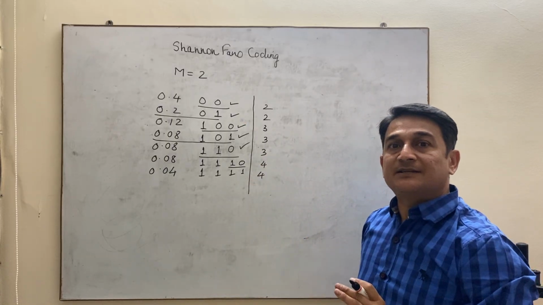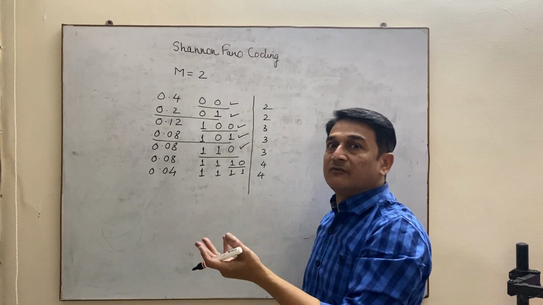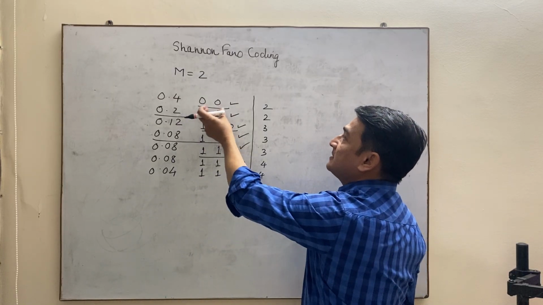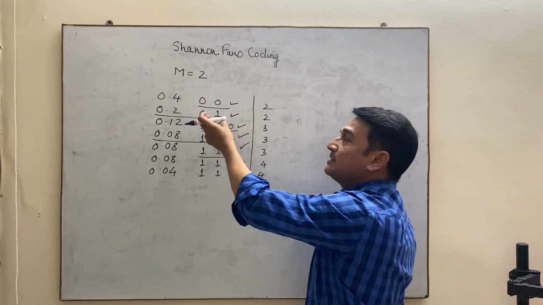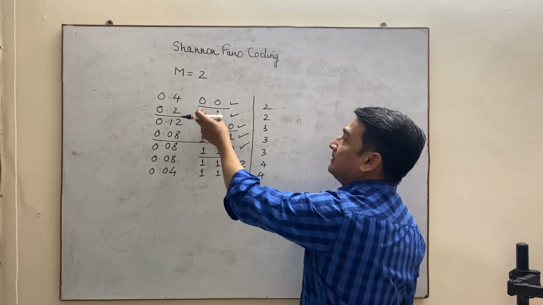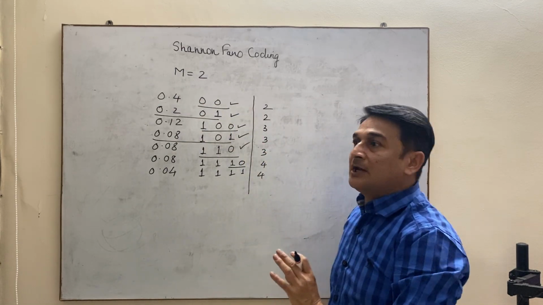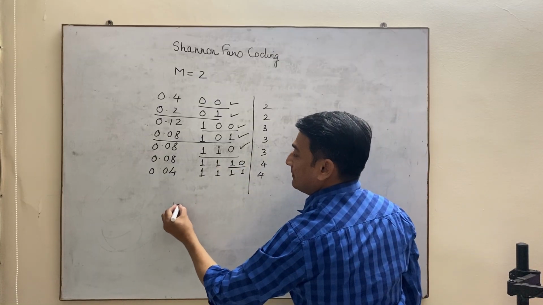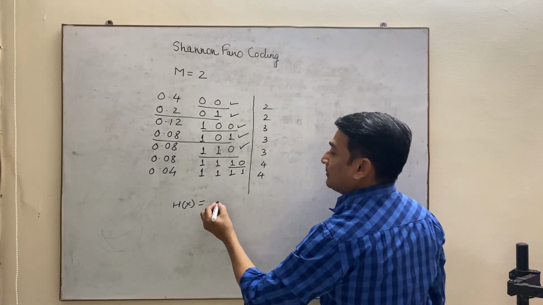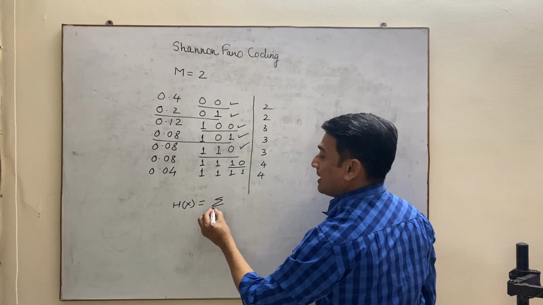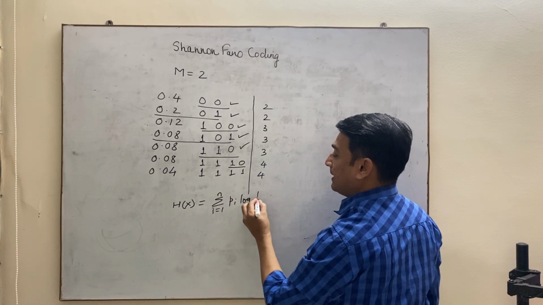Here understand this thing: these values, you do not have to convert into decimal. Just you need to count the symbols, how many symbols are there in a particular message. 2 symbols, that means length is 2, and so on. So now we have to calculate Hx, entropy. The formula for entropy is summation i equal to 1 to n, pi log 1 upon pi.